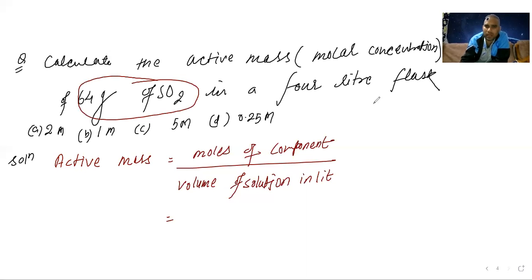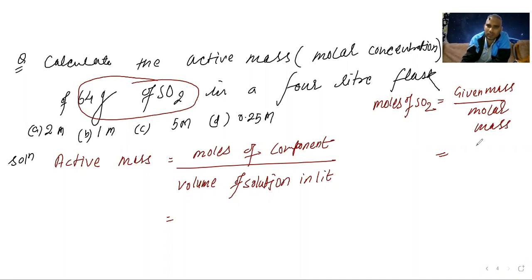So moles of SO2, if you are calculating moles of SO2, what is the formula? Given mass upon molar mass. Given mass is 64. Molar mass: S is there, plus 2 into O. So that is 64 upon 32 plus 32, so it is 64 upon 64.